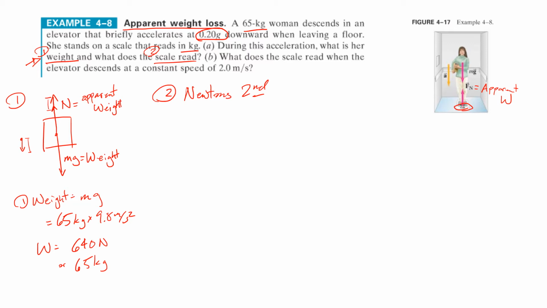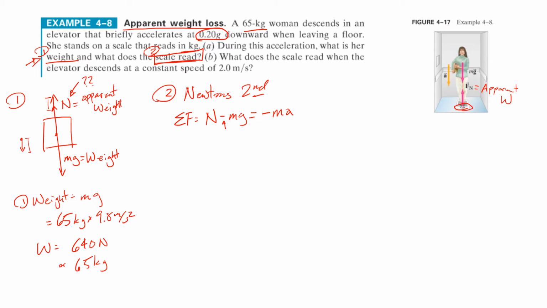Okay, Newton's second. Let's do part 2. What does the scale read? Meaning we need to solve for this normal force. So let's do the sum of forces. The sum of forces is equal to, and let's do the positive ones first, which is going to be the normal force minus mg. Mg is going down, that's why it's negative. Right here, it's negative. Mg is going down. Is equal to, look what I'm going to do, negative m times a.